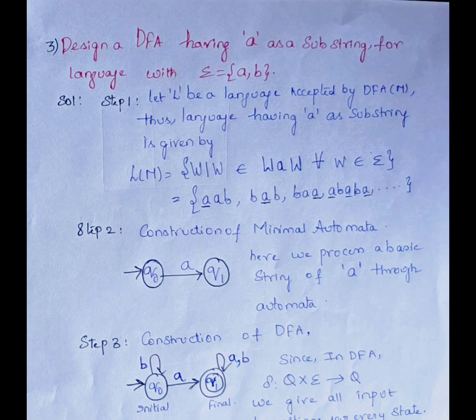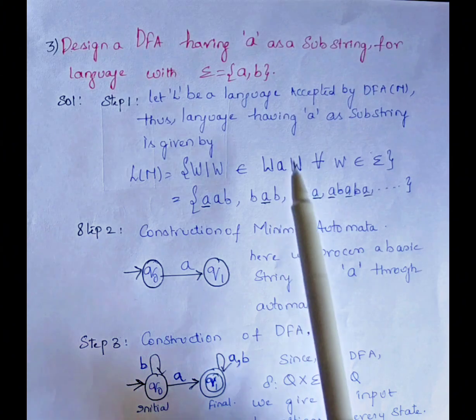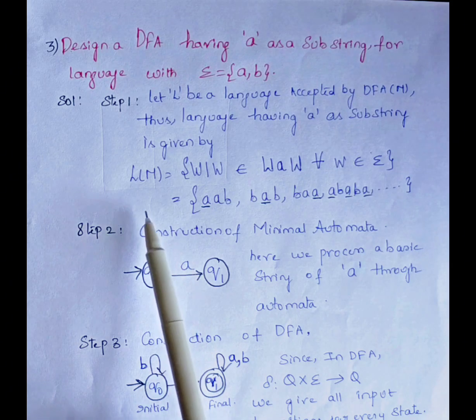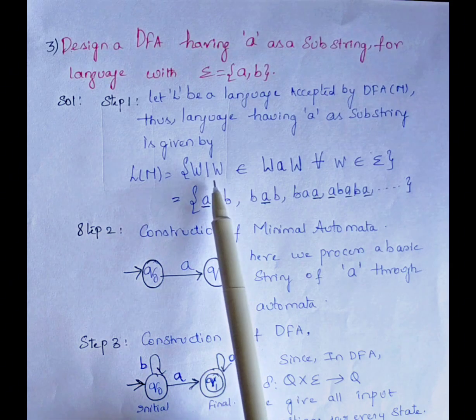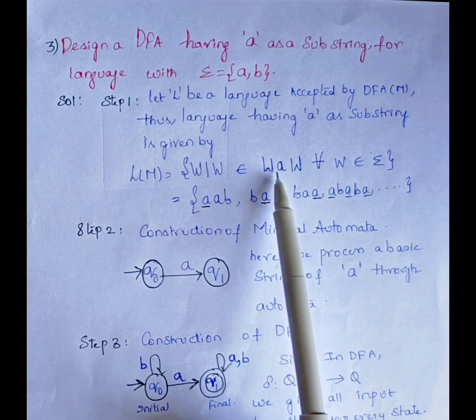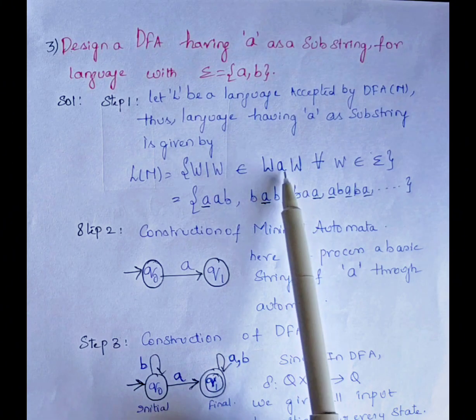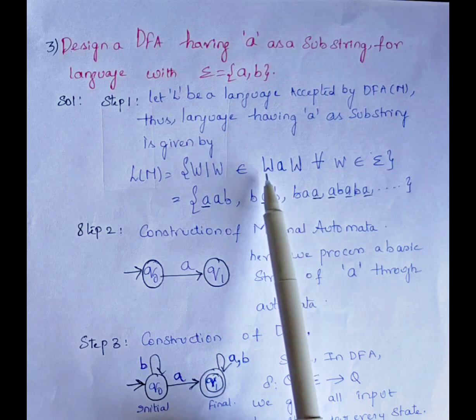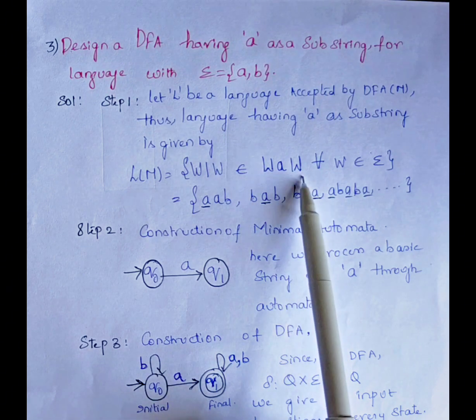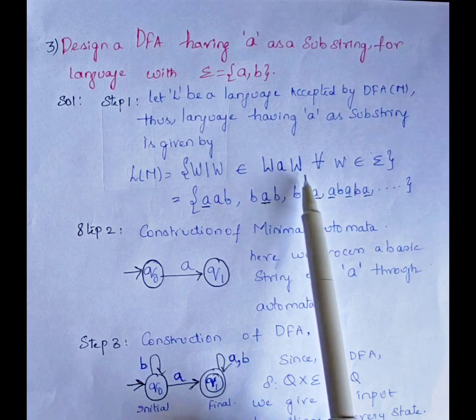In the next example, we'll design the DFA having A as a substring with the language of symbols A and B. Let the language L of M be a set of strings which are in the form of WAW. Here A is a symbol which can be a substring, so it can be in any position. W is a combination of the symbols A and B.